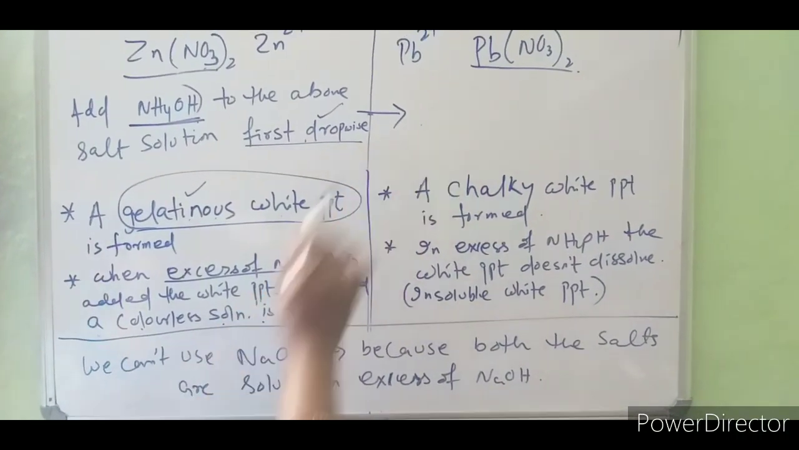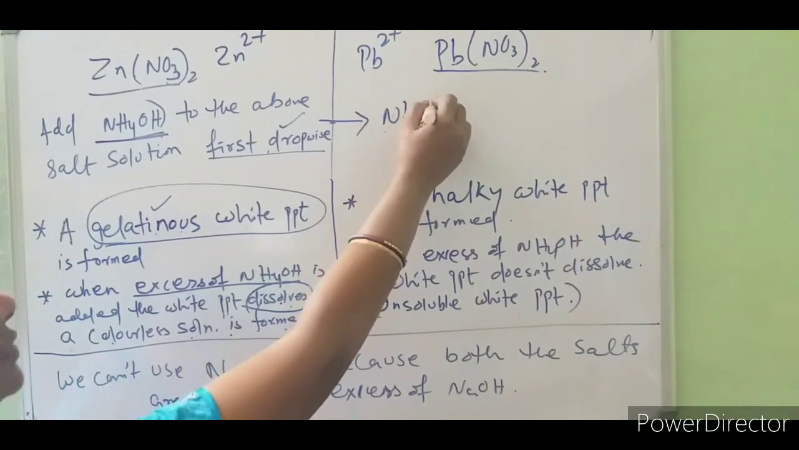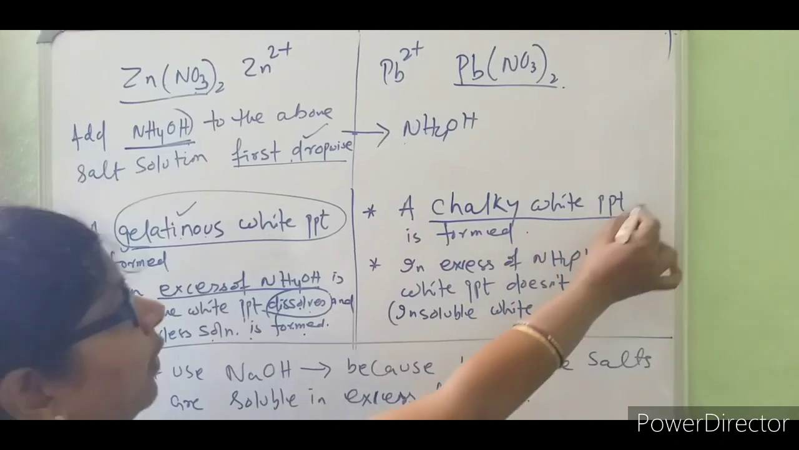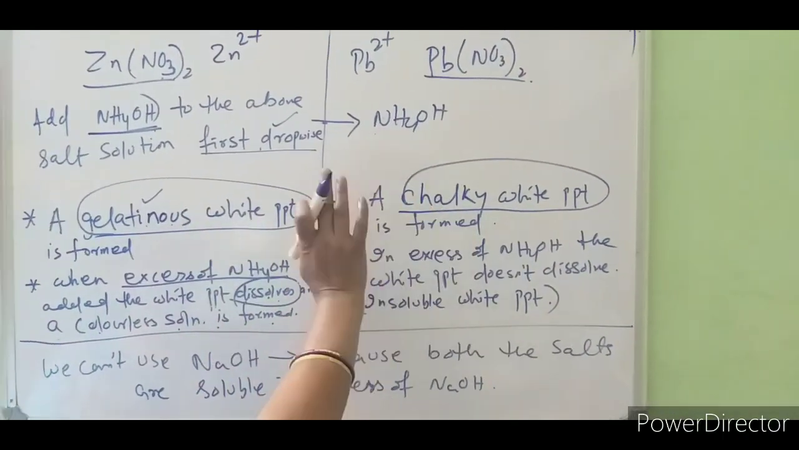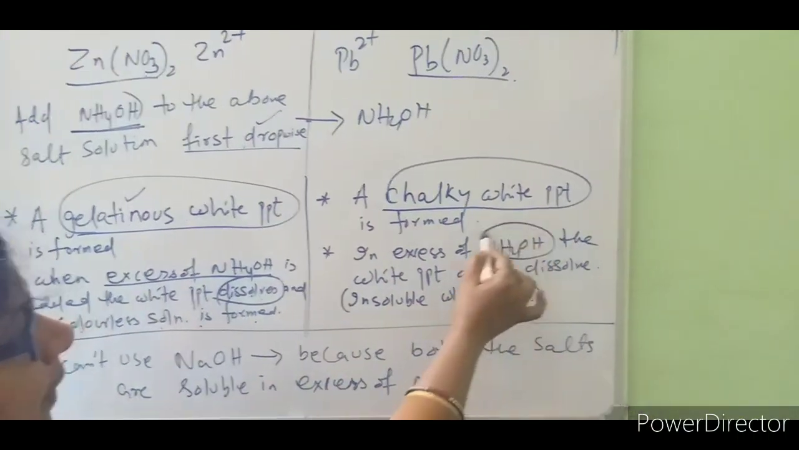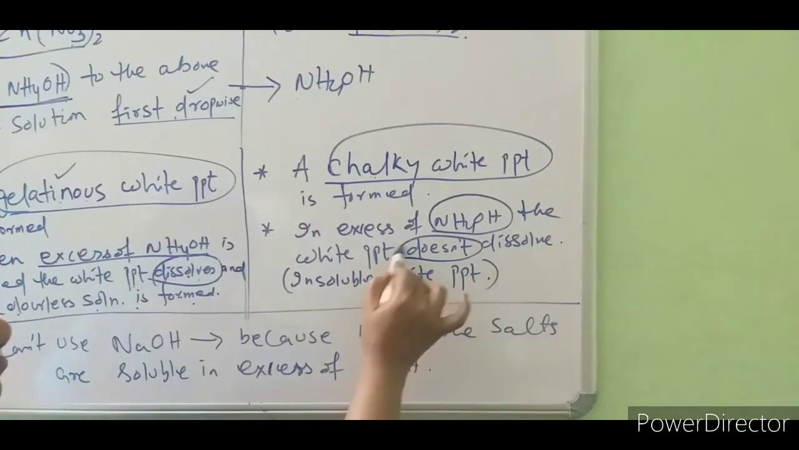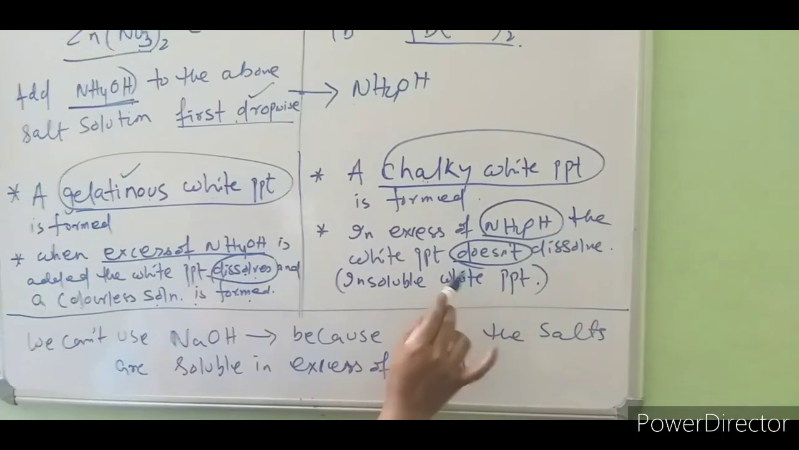But what happens in this case? Lead nitrate, the same thing, ammonium hydroxide is added to it. Here it will give a chalky white precipitate. The difference is that here it is gelatinous white, here chalky white. But when you add excess of ammonium hydroxide, this chalky white precipitate does not dissolve. An insoluble white precipitate will be formed.